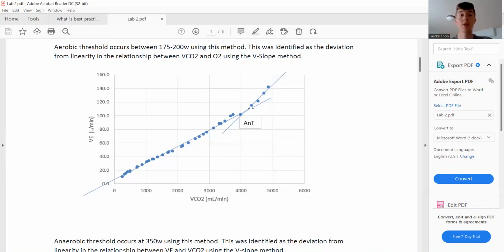First threshold, second threshold. But now that we've gone through all the physiology, what does this actually mean for your training? Right? That's why we're all here. That's what we want to know. How can we use this to make ourselves faster?